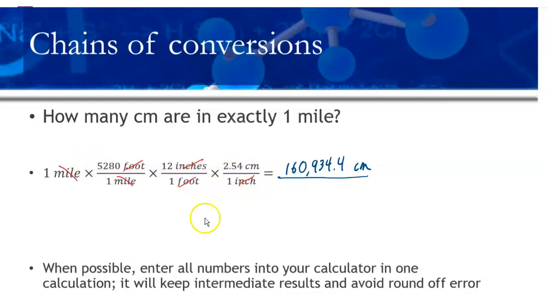Now what I recommend when you have multiple conversions like this in a row, enter them all into your calculator at one time. Don't write down intermediate results. Don't use parentheses if you can avoid it. So literally what I type into my calculator when I calculate this is 5280 times 12 times 2.54 equals. That's what I get. Don't have to write down intermediate results. It's quicker. It's less subject to round-off error. So try to do that when you set these up.